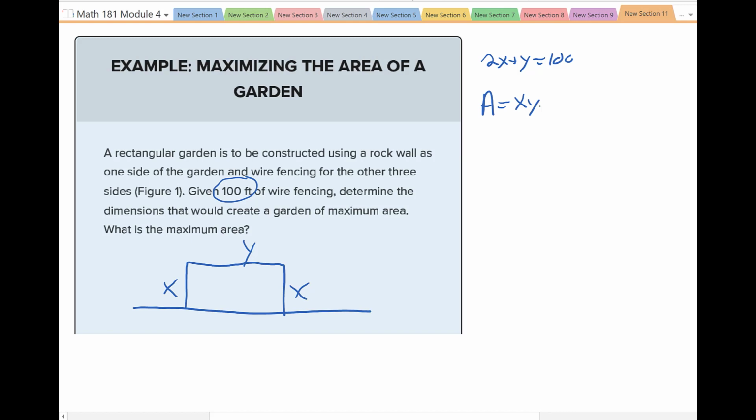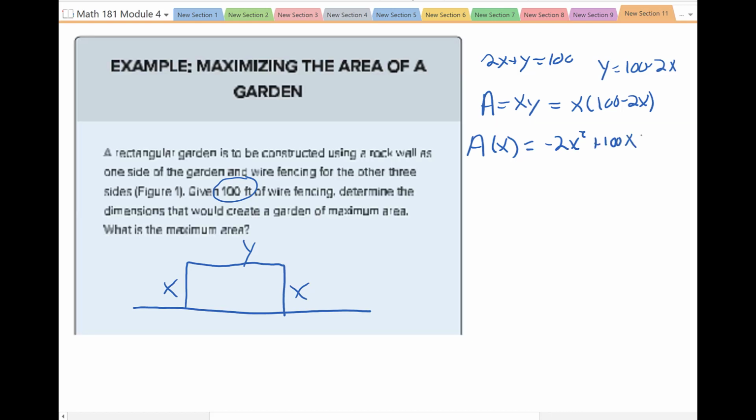And the idea is to get this area function in terms of just one variable. So if we take the other equation we know and solve for y, y equals 100 minus 2x. So we can write area as x times (100 minus 2x). So area as a function of x would be, and I'm going to write this in descending order, negative 2x squared plus 100x.